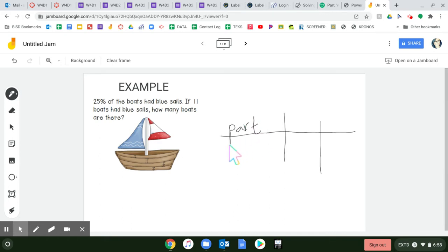And feel free to use the text box if that's easier. I usually do that, but I'm just handwriting it this time. Your total percent is always going to be 100%. Let me rewrite that just to make sure we know what it says. 100%.